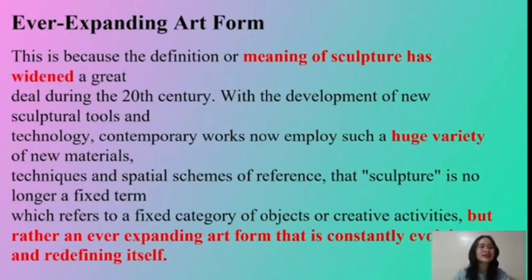We have now a new slide, the ever-expanding art form. Why? Because the definition or meaning of sculpture has widened a great deal during the 20th century. With the development of new sculptural tools and technology, contemporary works now employ such a huge variety of new materials, techniques, and spatial schemes of reference that sculpture is no longer a fixed term, which refers to a fixed category of objects or creative activities, but rather an ever-expanding art form that is constantly evolving and redefining itself.